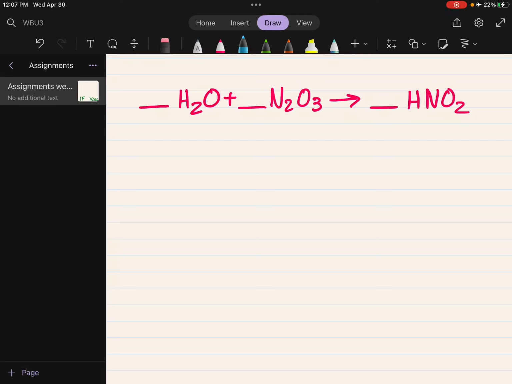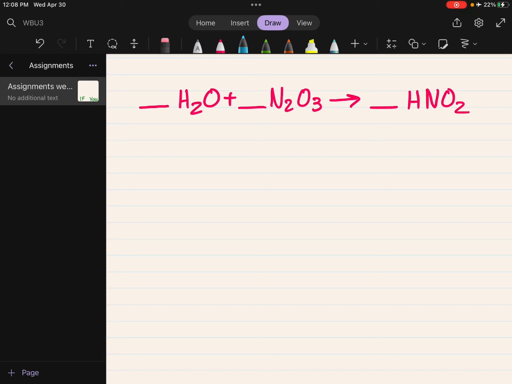Hey guys, so today I'm going to show you how to balance out this equation. This problem is going to be very similar to all the other problems that I'm giving you on your worksheet. So this is going to be number 5 from assignment 2.6.3. And so this is how we're going to do this.